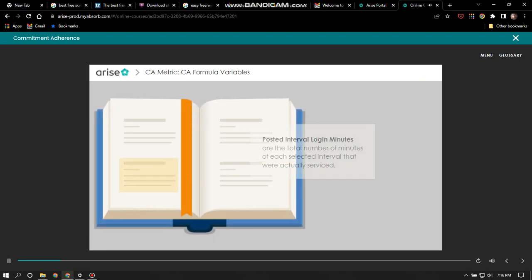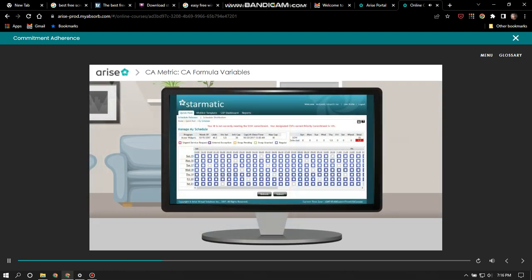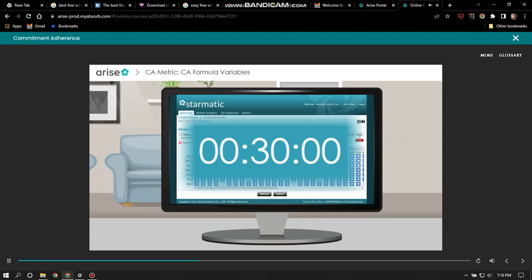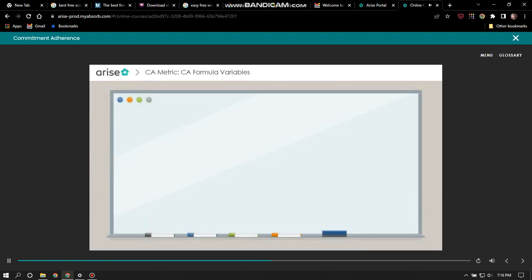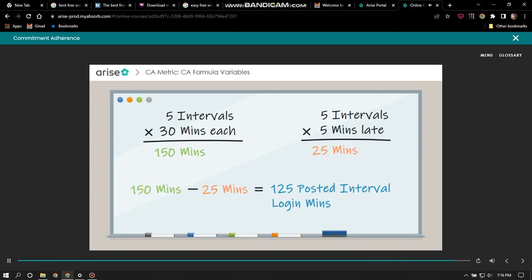Posted interval login minutes are the total number of minutes of each selected interval that were actually serviced. Remember, selected intervals are the 30-minute intervals that you select to service in Starmatic. For example, if you selected 5 intervals, which equals 150 minutes, but were 5 minutes late logging in each time, you would have 125 posted interval login minutes.